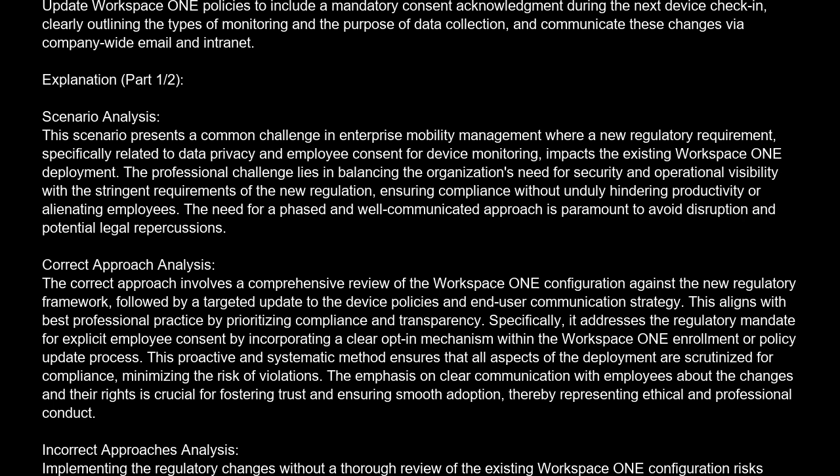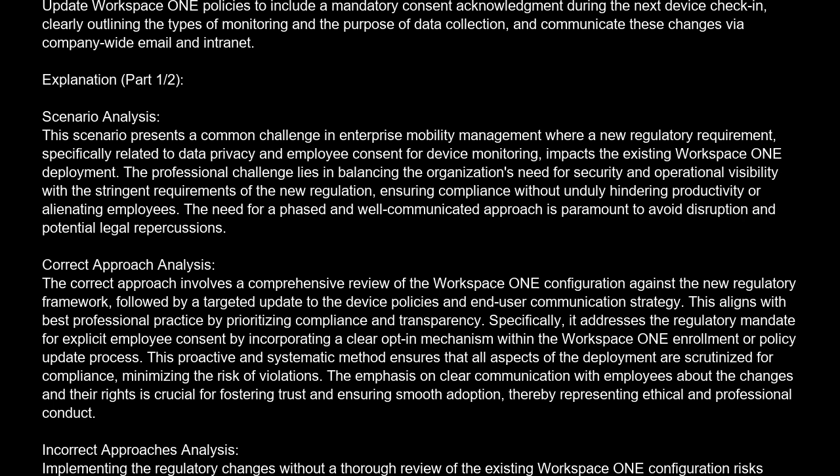Correct approach analysis. The correct approach involves a comprehensive review of the Workspace ONE configuration against the new regulatory framework, followed by a targeted update to the device policies and end-user communication strategy. This aligns with best professional practice by prioritizing compliance and transparency.